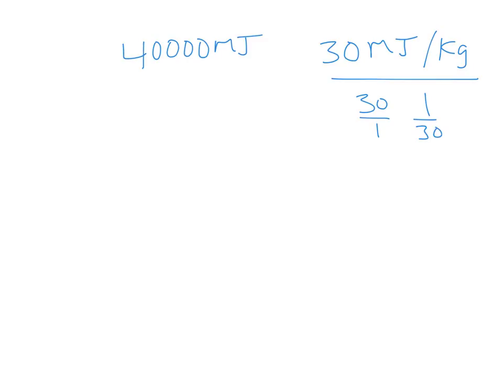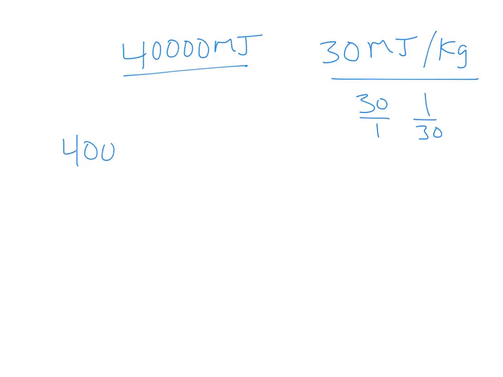For example's sake, let's say that 30 megajoules of energy is released for every 1 kilogram of coal that is burned. So we're trying to figure out how many kilograms of coal we will actually need. Since this is technically a ratio, you could write it as 30 over 1 or 1 over 30, and based on this number, you're trying to get those units to cancel out.